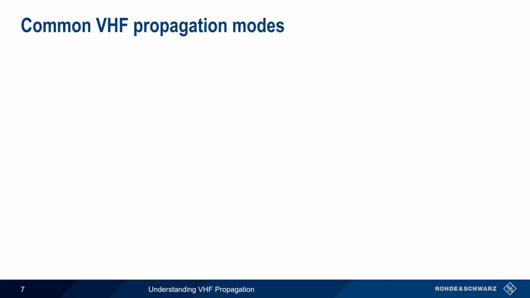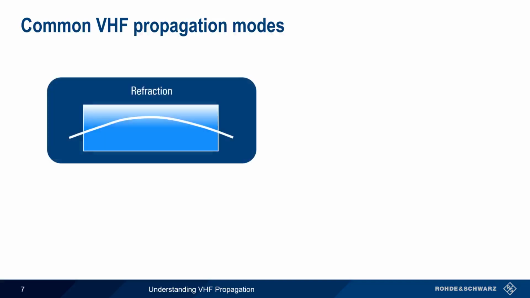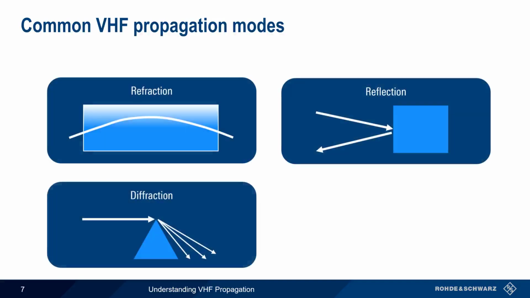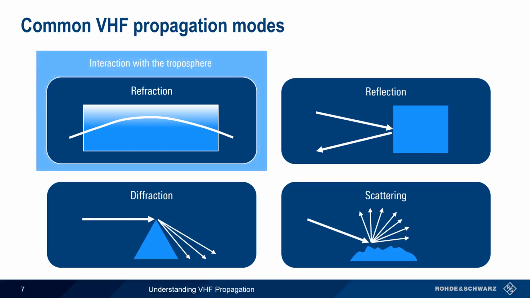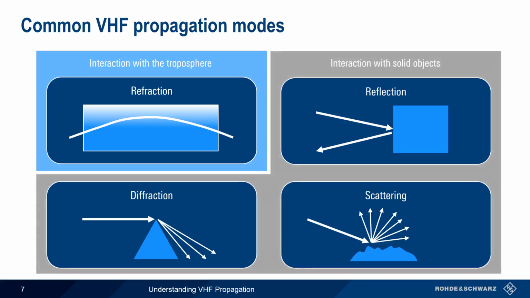So how do VHF signals propagate in a non-pure line-of-sight environment? In this presentation, we'll cover the four most important common VHF propagation modes: refraction, reflection, diffraction, and scattering. These are in rough order of importance. Refraction arises from interactions with the troposphere, that is, with air, while reflection, diffraction, and scattering are caused by interactions with solid objects. The size, density, number, arrangement, and other properties of the encountered objects is what determines which of these three modes is dominant.